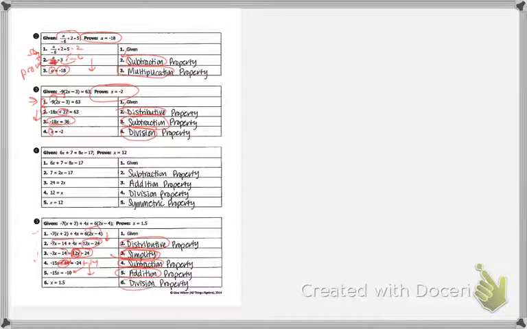This last step is simple division. And at that point, we get x equals 1.5. That is our last step.